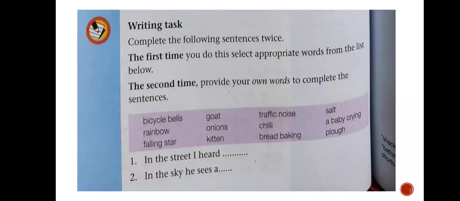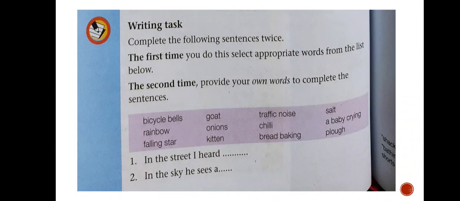Let's move towards the second writing task, which is given in your textbook on the same page number. That is, complete the following sentences twice. It means you have to write these sentences 2 times. The first time you will complete these sentences in your textbook, and the second time you will complete them in your notebook. Let me read the purple box given here. The words written are: bicycle bells, rainbow, falling star, goat, onions, kitten, traffic noise, chili, bread baking, salt, a baby crying, plow.